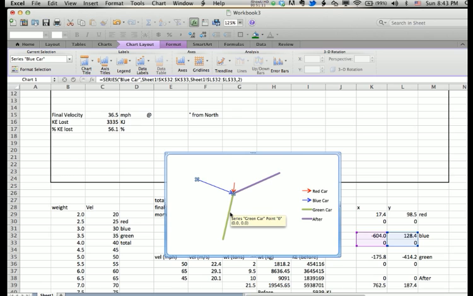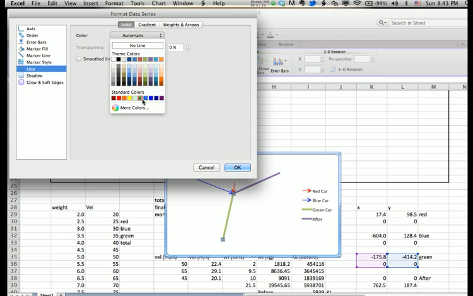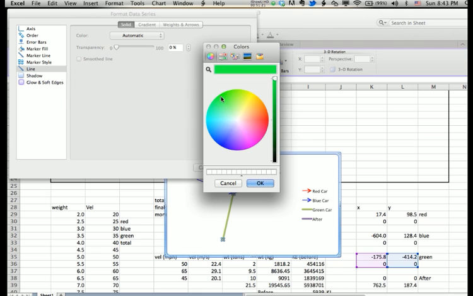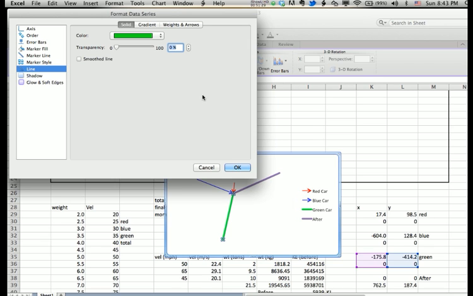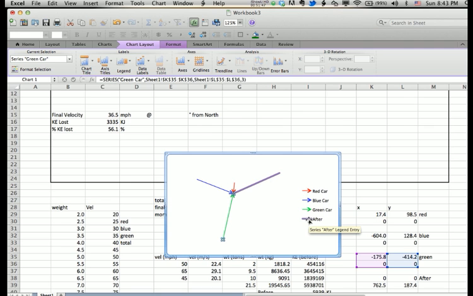Okay, and the green car actually it's already green. That worked out, but I don't like that green. So let's make it, I can click on here for more colors. Let's make it a prettier green. How about a crazy green? Let's darken it up a little bit. Okay. Weights and arrows. 1.25. Is that what we're on? Oh, well, that's your job to make it better. Okay. All right.